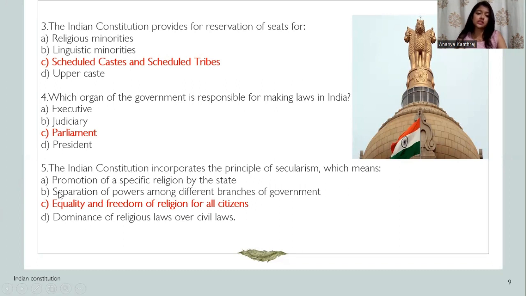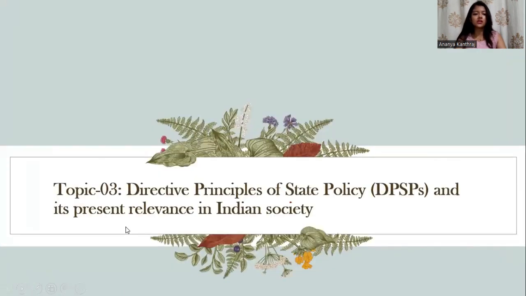Question number 5 says, the Indian Constitution incorporates the principle of secularism, which means among the following options. Option A, promotion of a specific religion by the state. Option B, separation of powers among different branches of government. Option C, equality and freedom of religion for all citizens. And option D, dominance of religious laws over civil laws. So the right option is option C, equality and freedom of religion for all citizens.